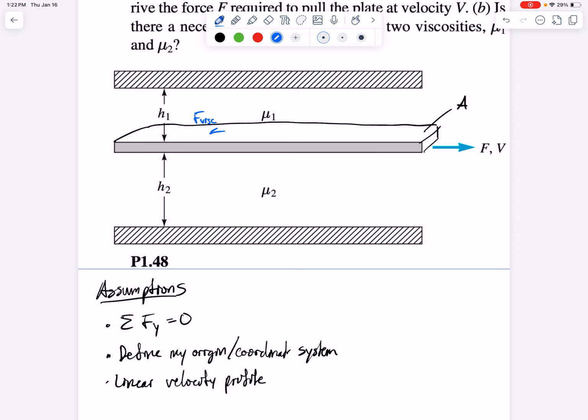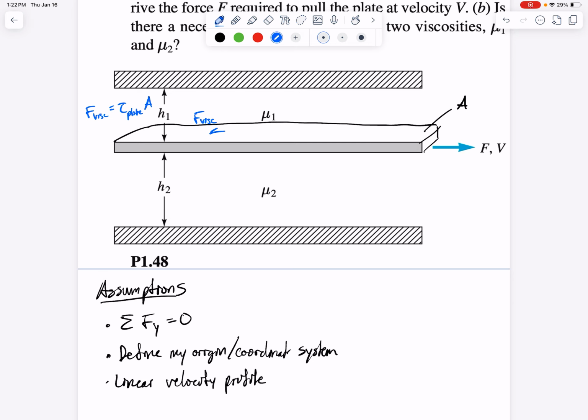And this viscous force is due to our shear stress at the plate. I'm not sure, I think it's called the middle plate, times the contact area.